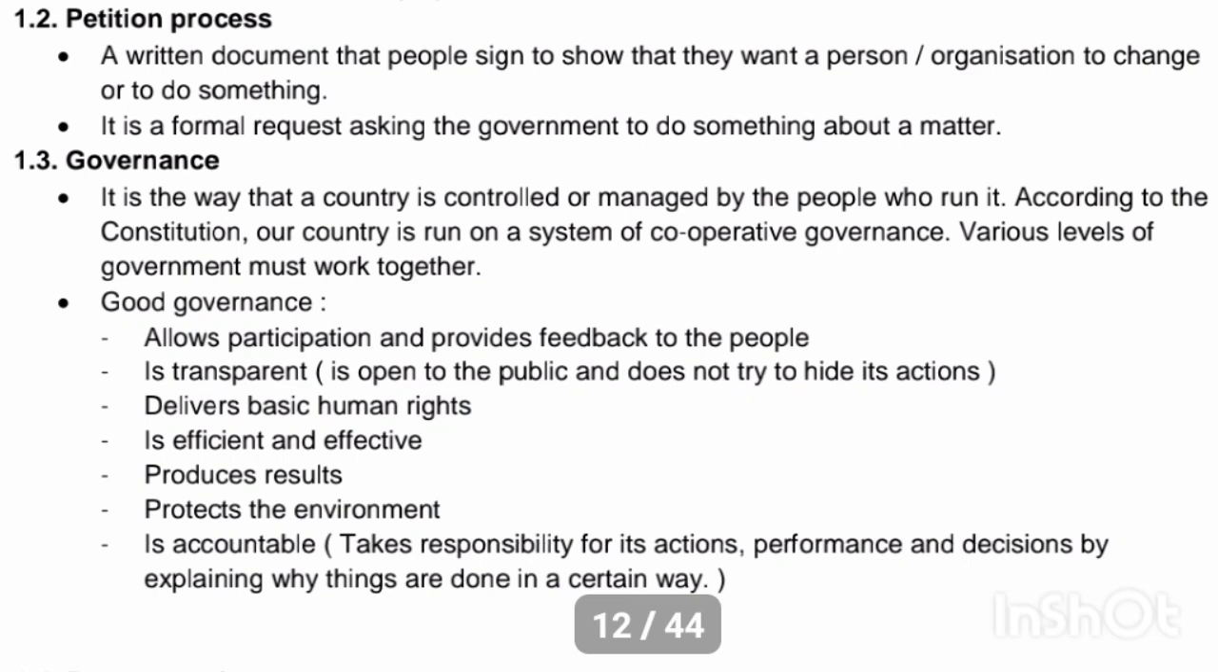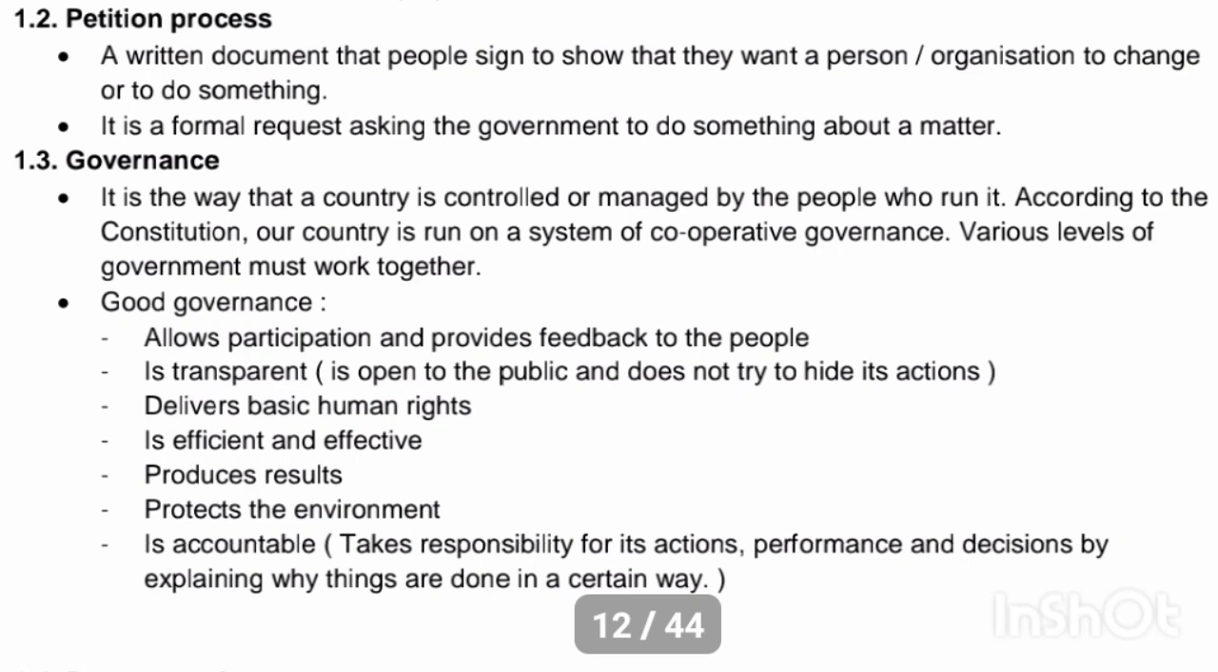And lastly, it is accountable. It takes responsibility for its actions and performance decisions by explaining why things are done in a certain way. Hence, this brings us back to the transparency point. They take action, they take responsibility, they acknowledge and explain why things are done in a certain way. If you don't like them, then you can participate, and they can change and provide feedback to the people, because they took accountability. Hence you have to cram all of these, but relate all of them together into just one paragraph to save yourself time.